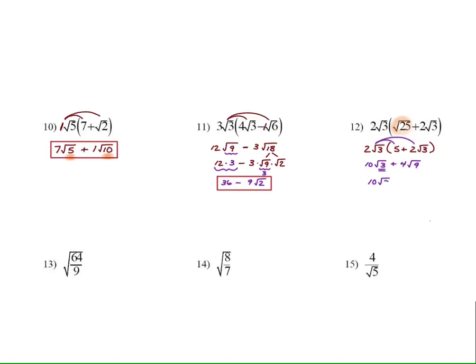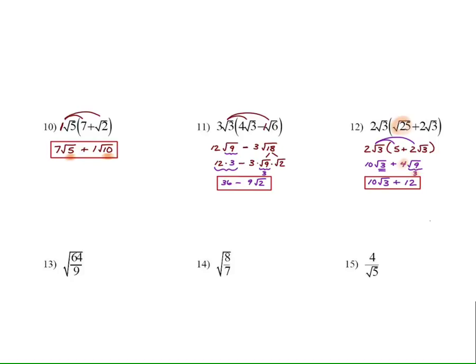The only one that actually simplifies is the root 9, because the square root of 3 doesn't have any perfect square factors, so it stays the square root of 3. So then the square root of 9 is actually 3, so what that becomes is 4 times 3, which is 12. So my final answer there would be 10 root 3 plus 12.